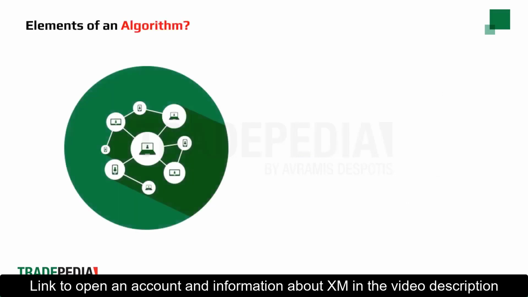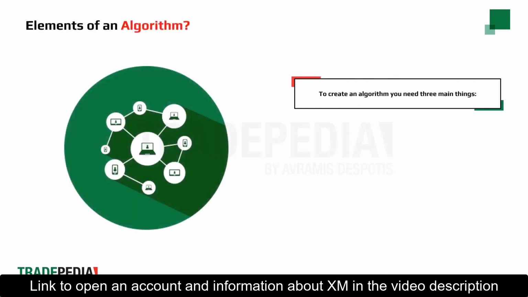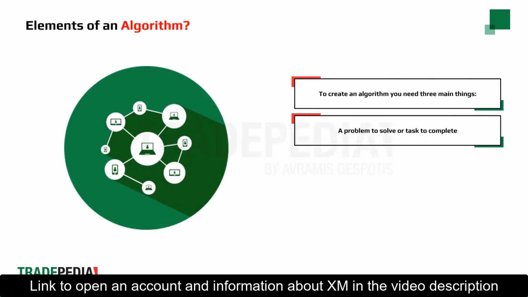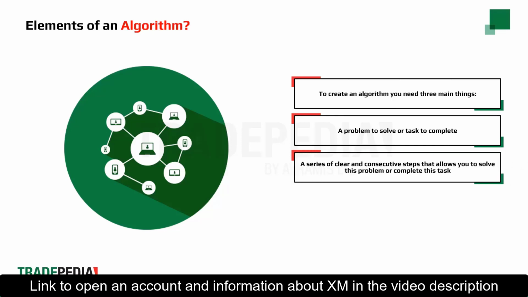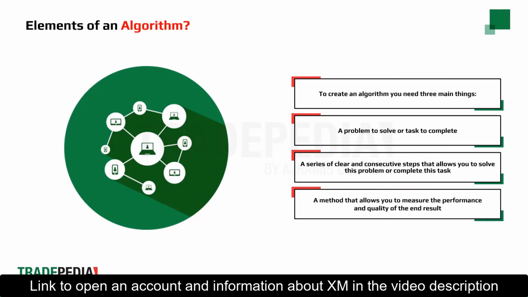Elements of an algorithm. To create an algorithm, you need three main things: a problem that you want to solve or a task that you want to complete, a series of clear and consecutive steps that allow you to solve this problem or complete this task, and a method that allows you to measure the performance and quality of the end result. In simple words, a method that allows you to check if the steps that you have outlined were able to solve the initial problem or not.